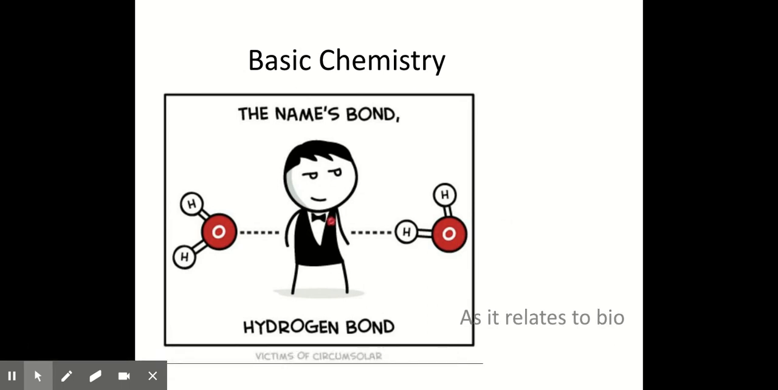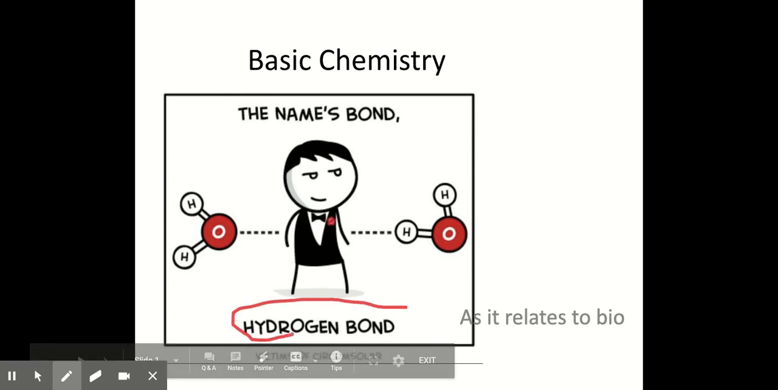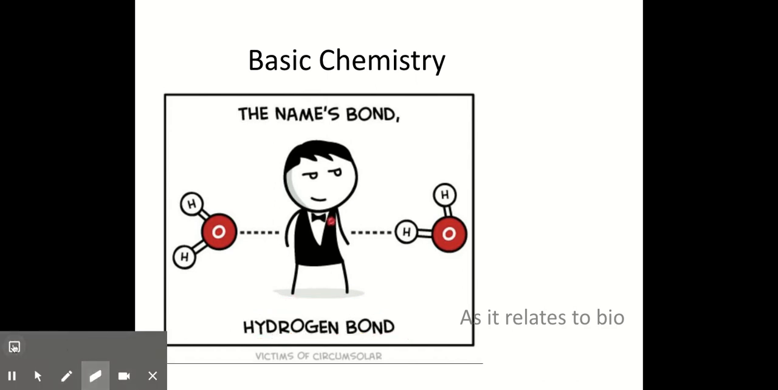I'm starting off with a cartoon, maybe not the most amazing cartoon, but the name's Bond, hydrogen bond. And this is actually a pretty good cartoon for where we want to get to because hydrogen bonds are going to end up being a super important part of what we're looking at in the class. So let's get rid of that.